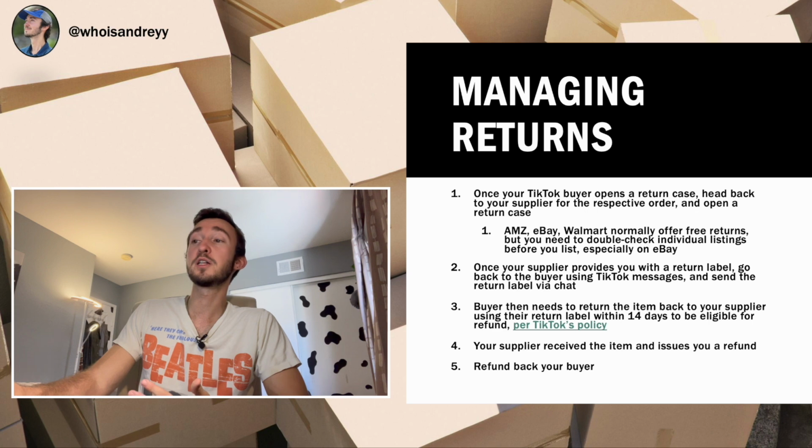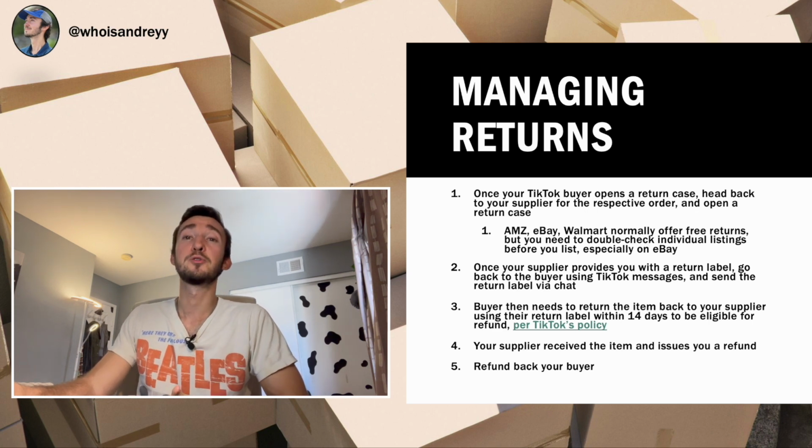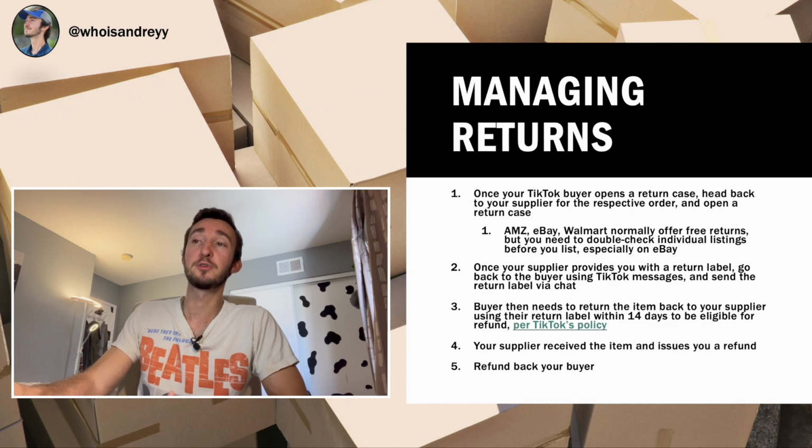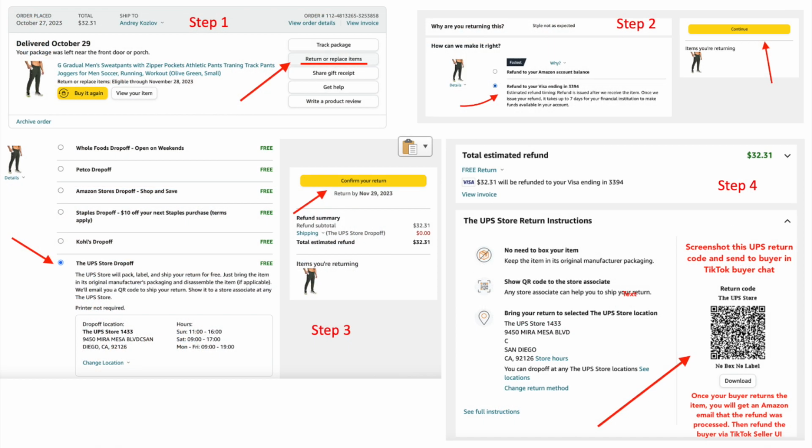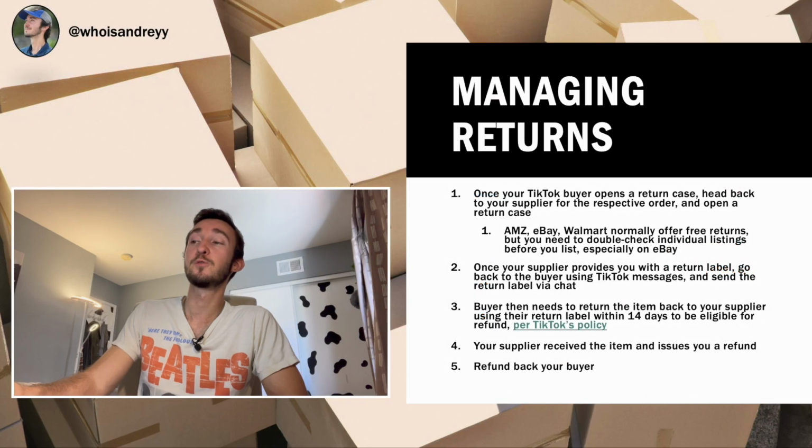What's going to happen is once your TikTok buyer opens the return case, simply go back to your supplier. If you're sourcing from Amazon or eBay, it's really simple. Just go back to your order ID for that specific customer and open a return case. That's it. You open a return case, and then Amazon, eBay, or Walmart, if you're sourcing from Walmart, they will normally just give you a free label.